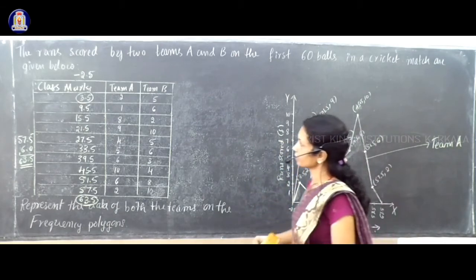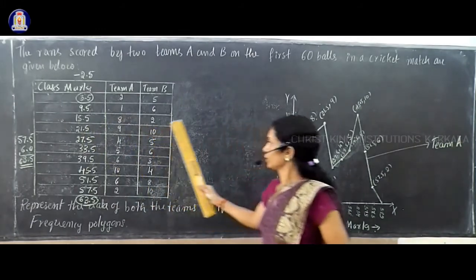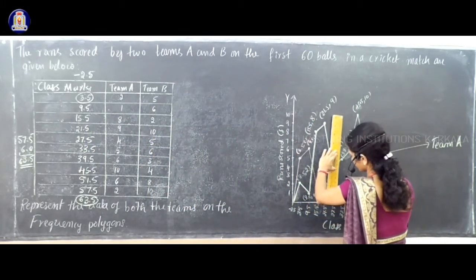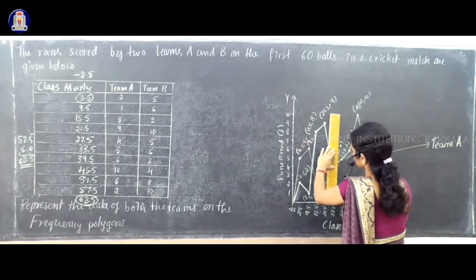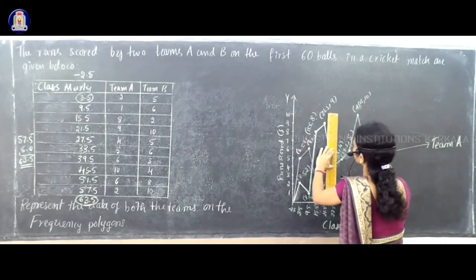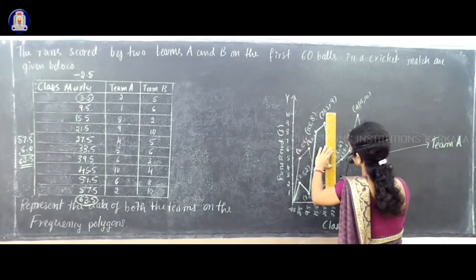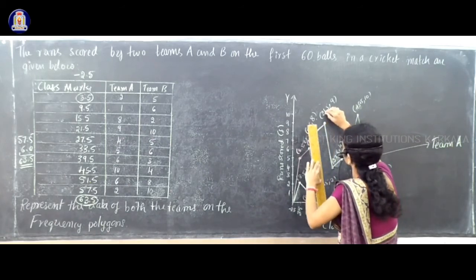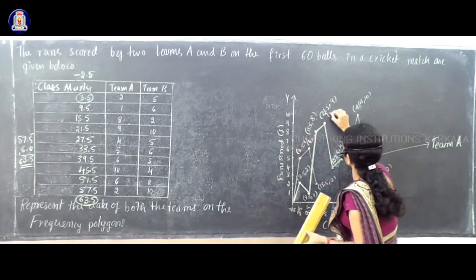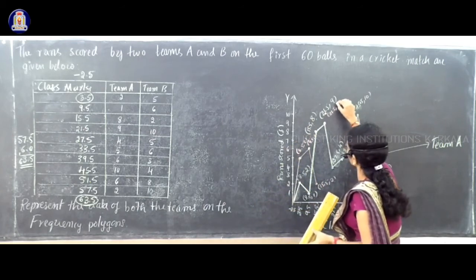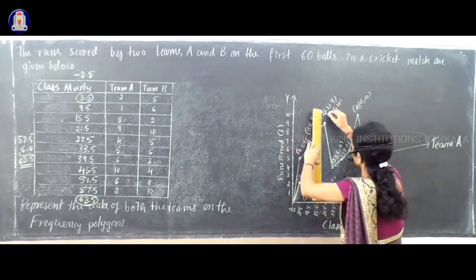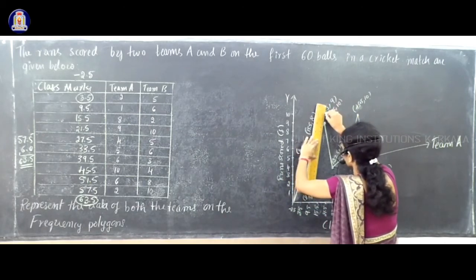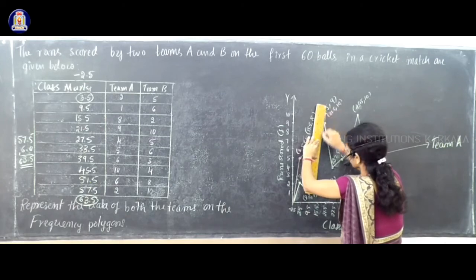Next is 21.5. In that you have to move up to 10. Okay, 21.5, move up to 10, here. So this point's coordinates are 21.5, 10. And join this with the previous point. The previous point is here. Join that.